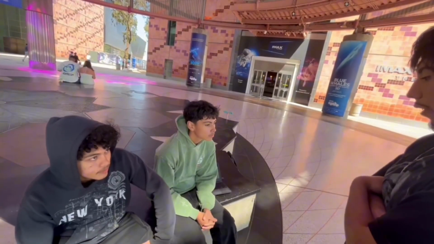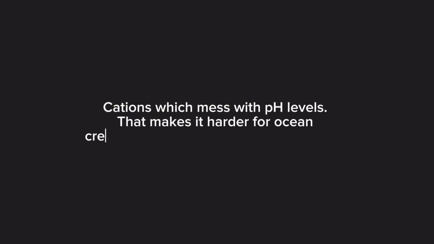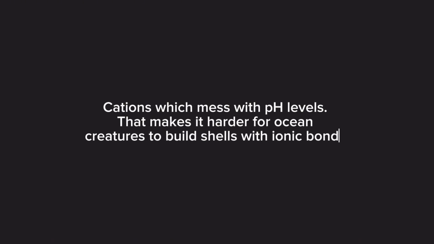So why does it measure the temperature? Yeah, plus CO2 affects the ocean. It dissolves in water, creating ions like hydronium cations, which mess with pH levels. That makes it difficult for ocean creatures to build shells with ionic bonds. So molecules mess with temperature. Yeah, plus CO2 also affects the ocean.